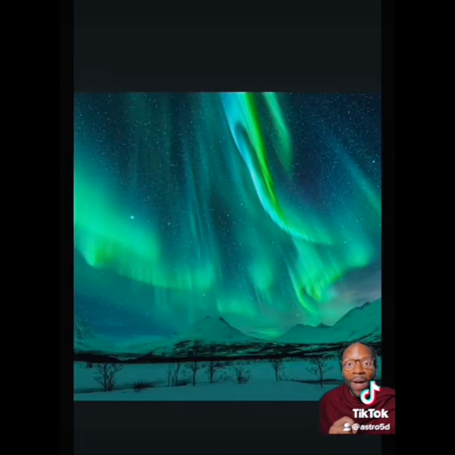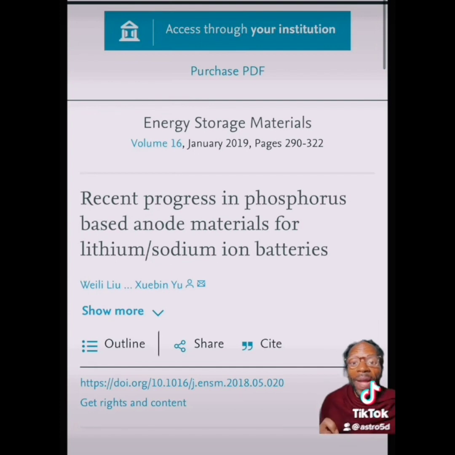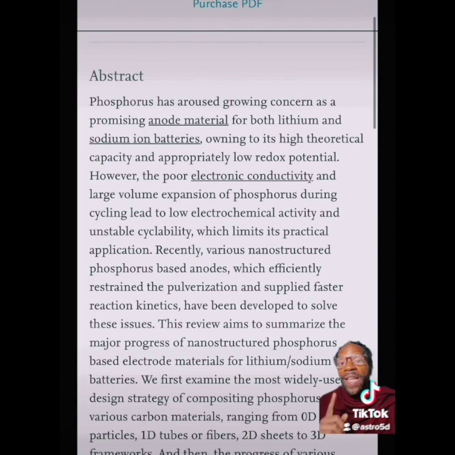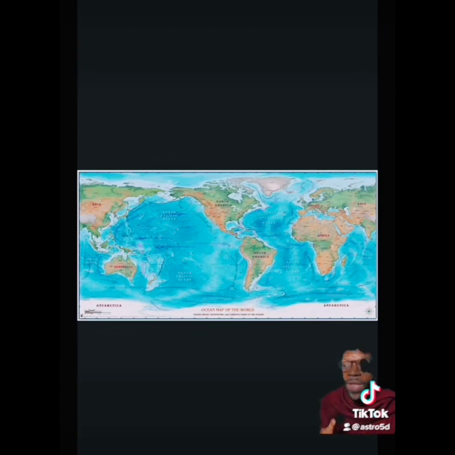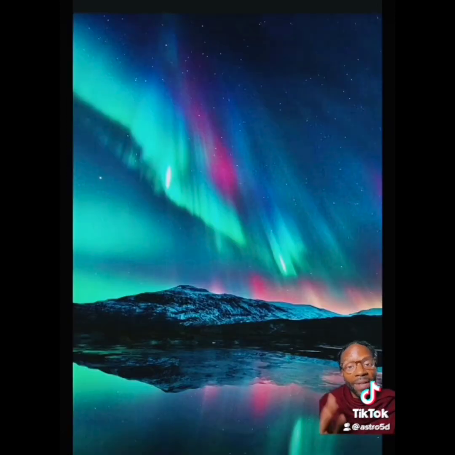Now you know why. This comes from Science Direct, recent progress in phosphorus-based anode materials for lithium-sodium ion batteries. Phosphorus has aroused growing concern as a promising anode material for both lithium and sodium ion batteries. However, you need a strong electronic conductor, like the oceans or the Arctic ice. And for clarity, here's the result of that.